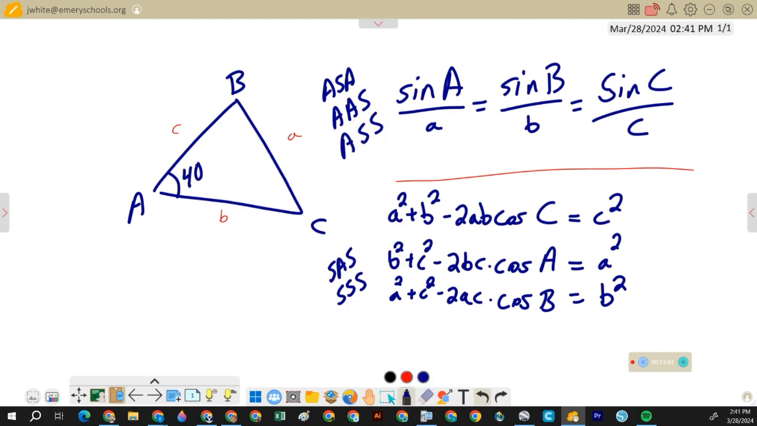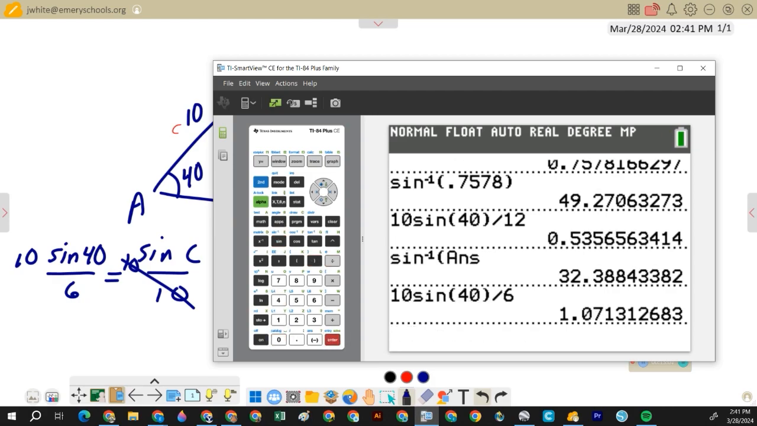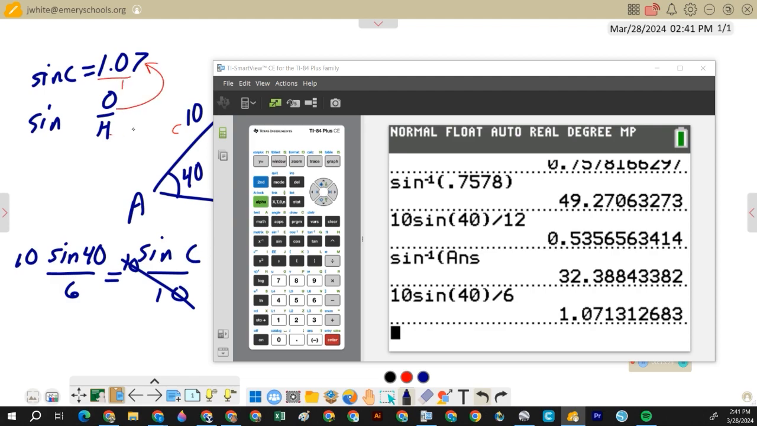So let's do the same problem, but let's change this to a 6. Okay? And I want to solve for angle C. So the sine of 40 over 6 is equal to the sine of C over 10. So we multiply by 10. We have 10 sine of 40 divided by 6, and I get that the sine of C equals 1.07. Well, sine is O over H. So that's like saying my O is 1.07 and my H is 1.